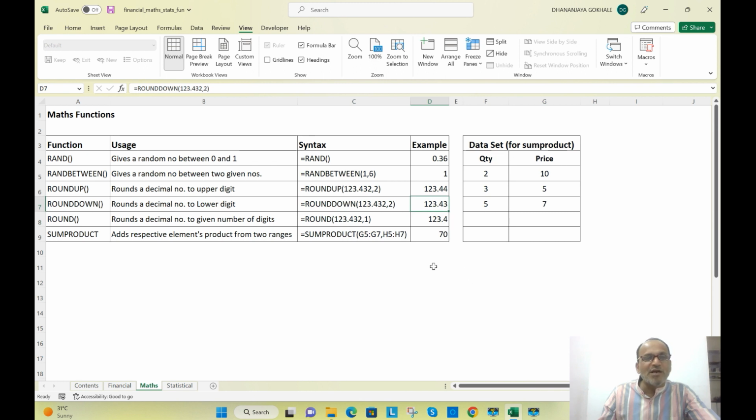Exactly similar function is ROUNDDOWN. So in the same way, the 123.432 number will be rounded down to two digits. That means what will happen? 432 will become 430.